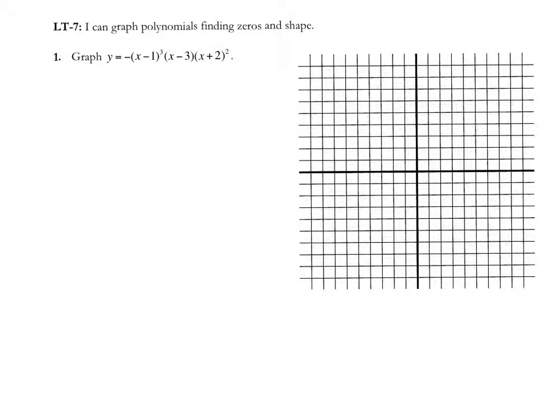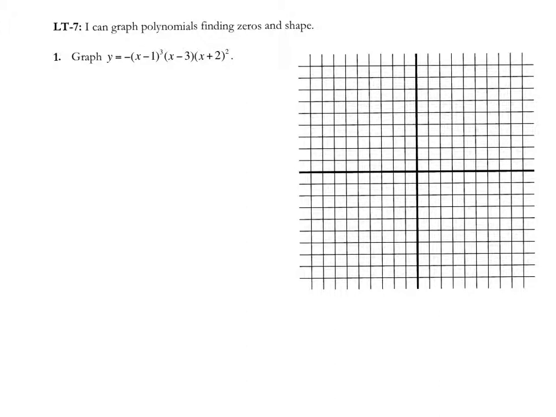Learning target 7 says I can graph polynomials finding zeros and shape. So basically the idea of this learning target is I will give you an equation for a polynomial, and you're going to need to sketch me a graph with accurate zeros or x-intercepts. The graph should have the correct shape near those x-intercepts based on their multiplicities, and the graph should have the correct end behavior. So let's do two examples of graphs together.